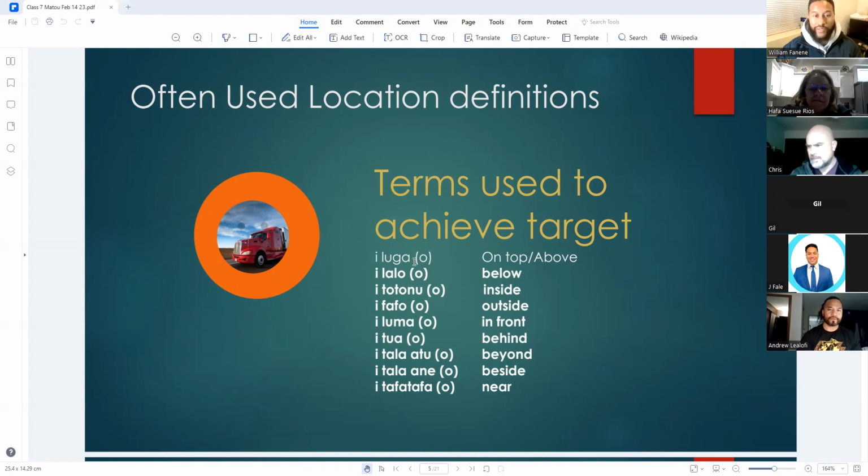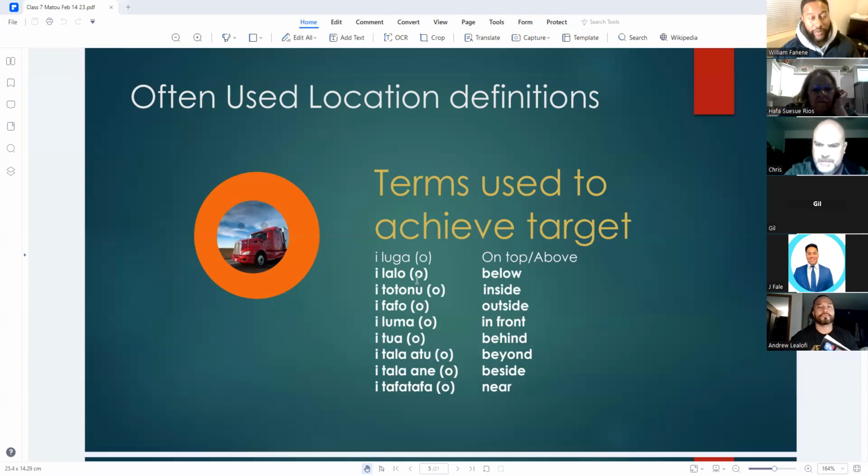I usually get this question a lot: what is the O? The O starts a subject phrase. Remember, in week one, we would have ole tama, ole pepe. So it's just a basic subject phrase. So if I say ilunga ole pusa aisa, aisa is a refrigerator. So, on top of the refrigerator.